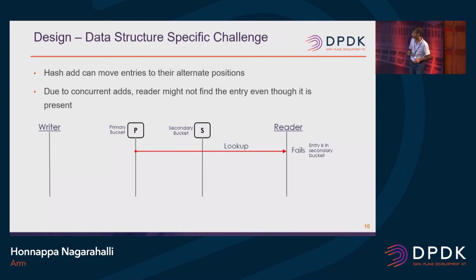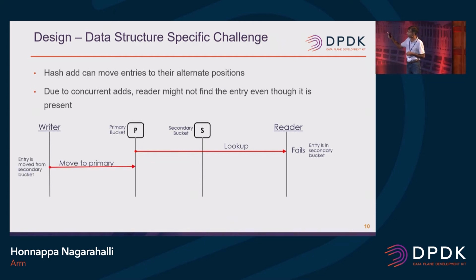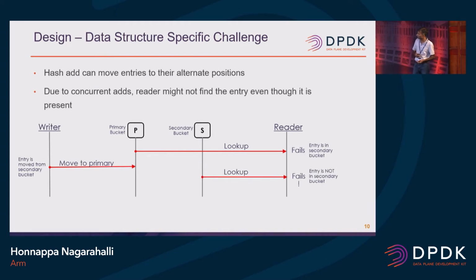Just to show what that case is, the reader looks up the primary bucket, and the entry is not there because originally the entry existed in the secondary bucket. But before the reader could look up the secondary bucket, the writer comes along and takes that entry from the secondary bucket and moves it to the primary. So now the reader goes and looks at the secondary bucket, but it's not there. So at this point, even though the entry exists in the table, the reader thinks it's not there.